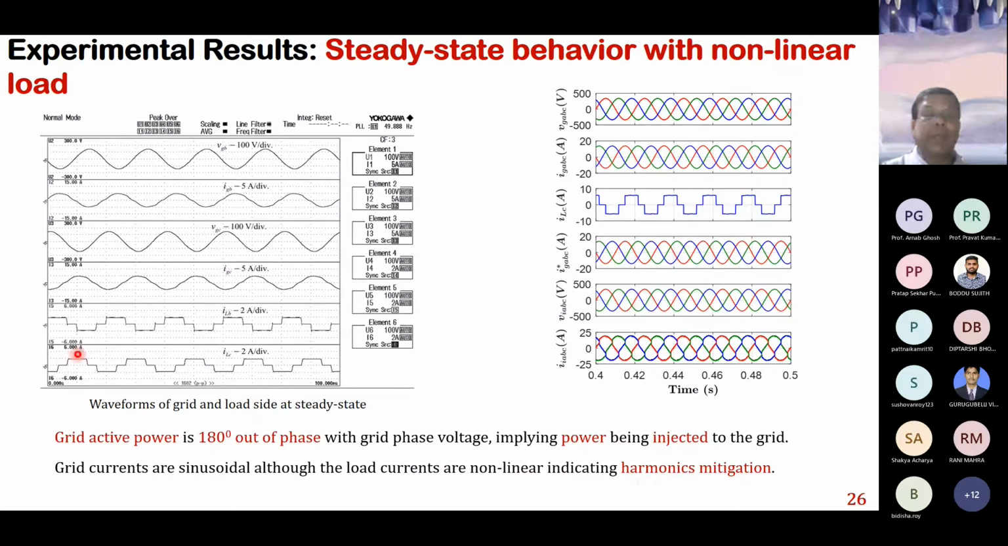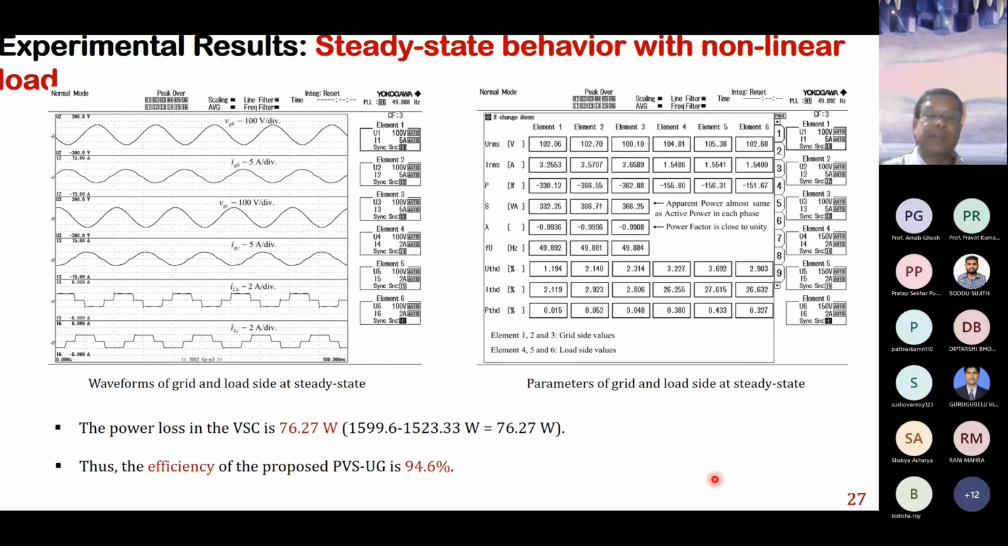What we do in the experimental result is that we have the grid voltage, grid current, and the load current. So these are the load currents at steady state, and we have the corresponding grid voltages. We could see that the grid active power is 180 degrees out of phase with the grid phase voltage, implying power is being injected to the grid. And we could see that the grid currents are sinusoidal, although the load currents are nonlinear, indicating that we are able to mitigate the harmonics.